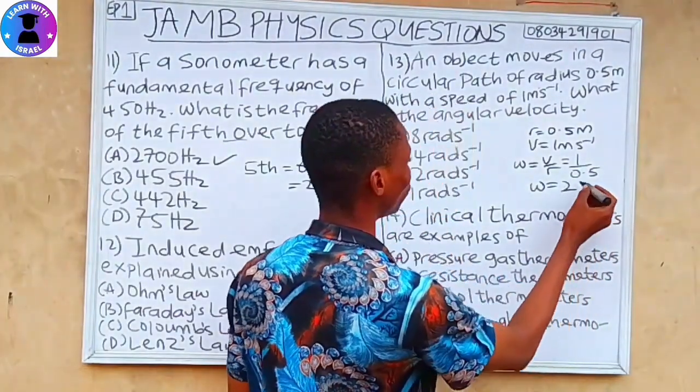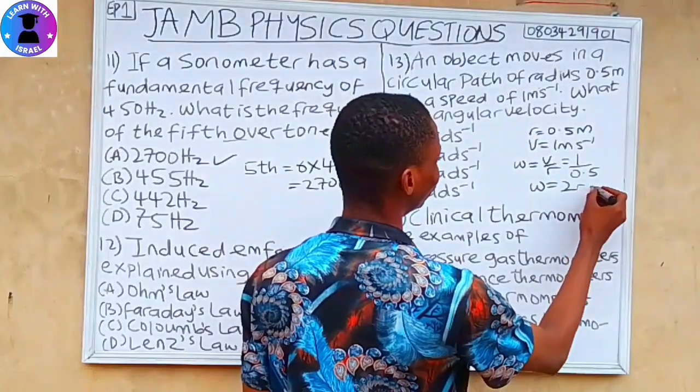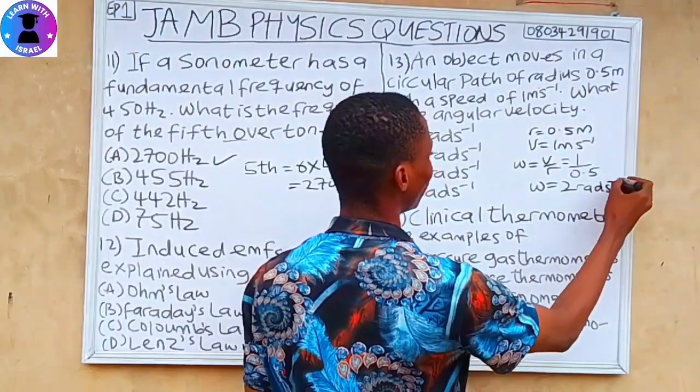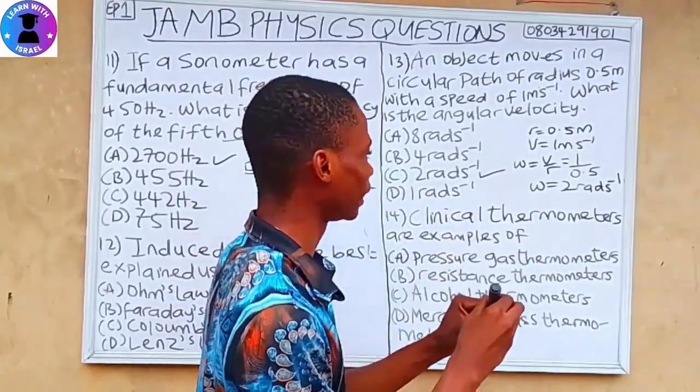You can't leave it like that. Angular velocity is measured in radians, so radian is the unit: 2 rad s^-1. If you check the options, option C is the correct answer.